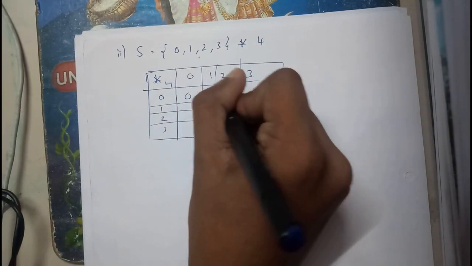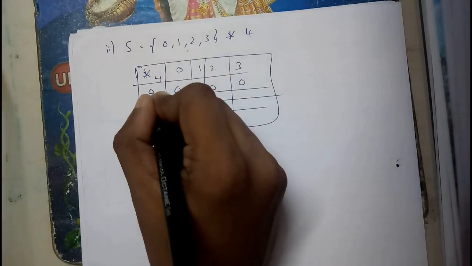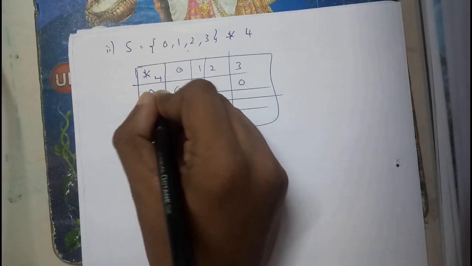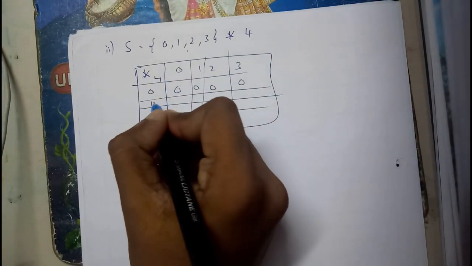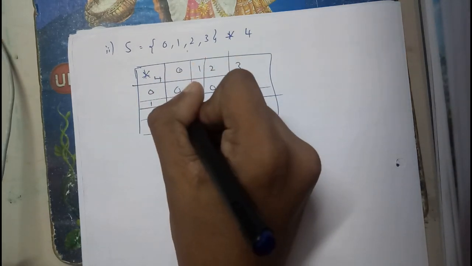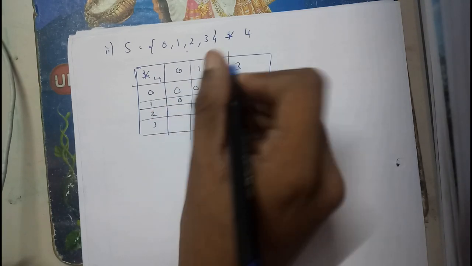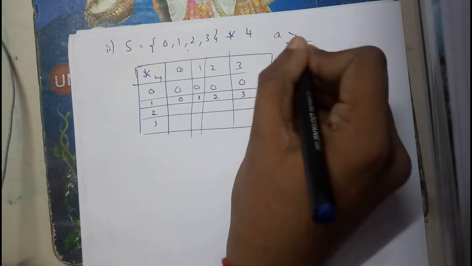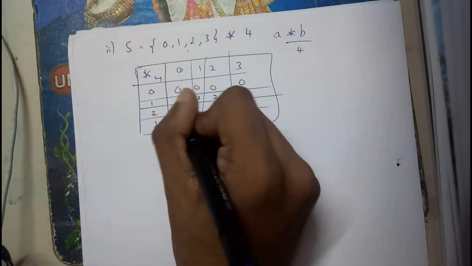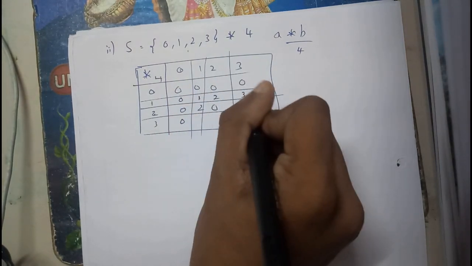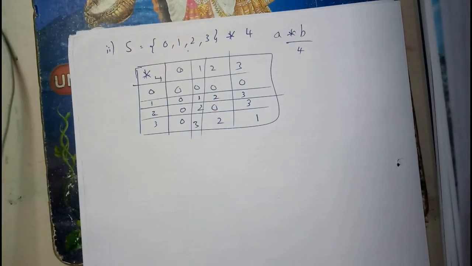0, 0, 0, 0. In a similar way, guys, I'll just explain for 0. 0 into 0 is 0. 0 into 1 is 0. Okay, that's fine. That's all zeros. Okay, let's go with the next. 0, 1, 2, 3. You'll be just multiplying and taking the remainder by 4, A into B modulo 4. Okay, just continue like that. I hope everyone can do these calculations. Those are really, really simple. Okay, guys, I have successfully filled the table.